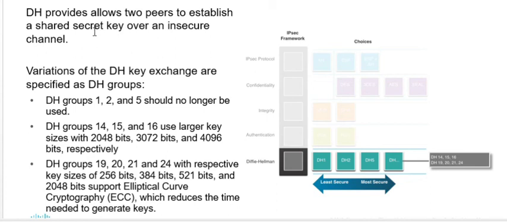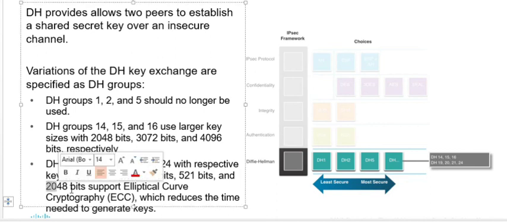So Diffie-Hellman allows 2 peers to establish a shared secret over an insecure channel. You have multiple different DH groups out there. Groups 1, 2, and 5 should no longer be used. We are moving up to DH groups 14, 15, and 16, which use larger key sizes, 2048 up to 4096. And then we can go even further with Diffie-Hellman 19, 20, 21, 24, where you can see that we have an elliptic curve crypto. It reduces the time needed to generate these keys.